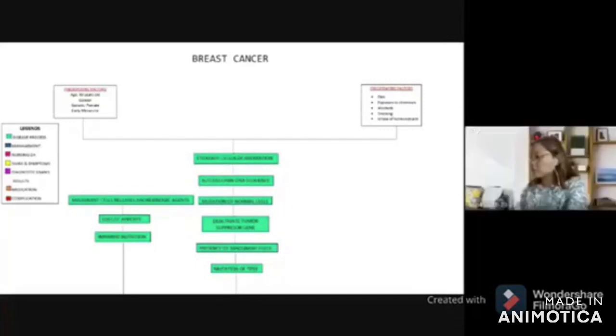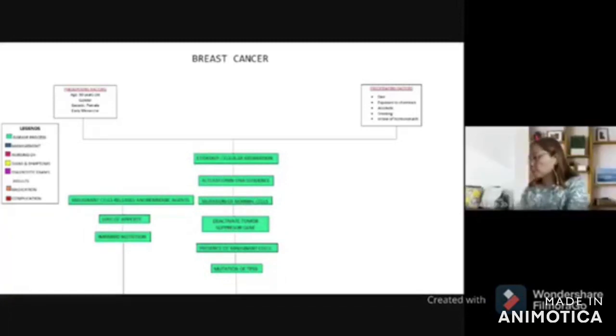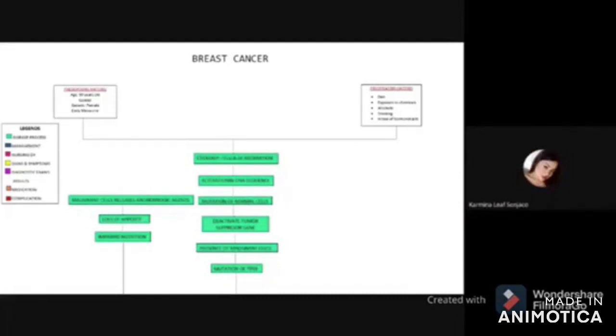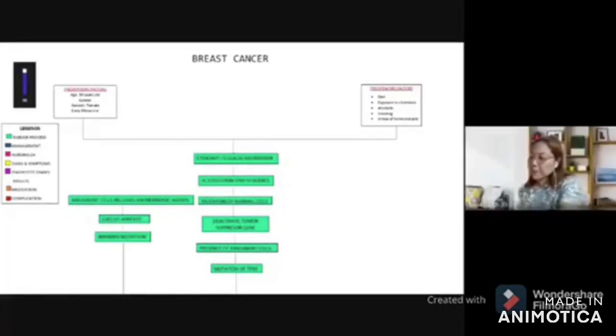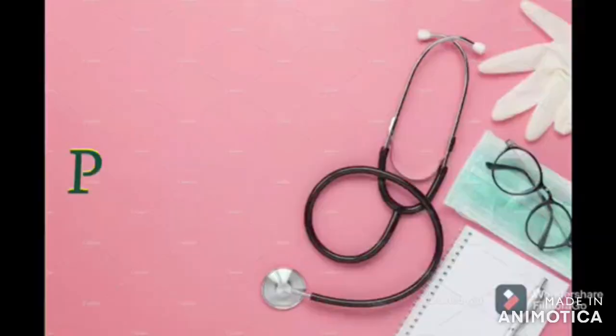And then we also have to consider the stage of the patient. So the staging system we have is TNM, which is tumor, node, and metastasis. This is the basis for identifying what stage the breast cancer is. So the stage of my patient is T1 stage.